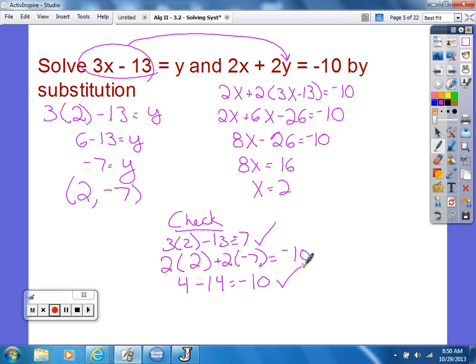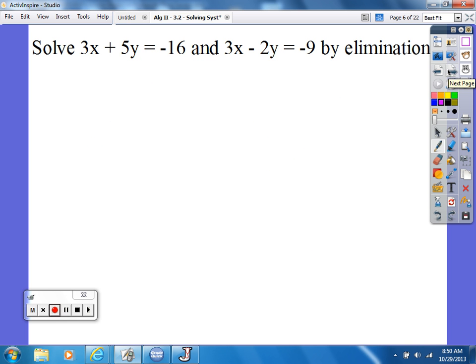All right, so substitution we're going to use in this class when one letter is already solved for. So now, let's do elimination. Now, let me make your life a little easier. Instead of writing both equations on the same line, write one equation, write the other equation right underneath it. 3x minus 2y equals negative 9.